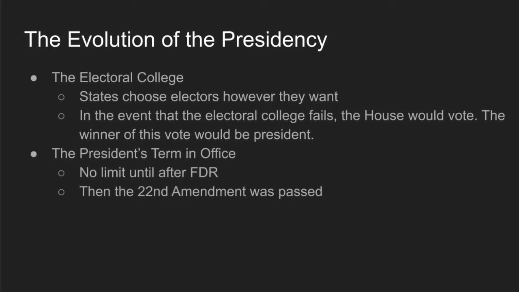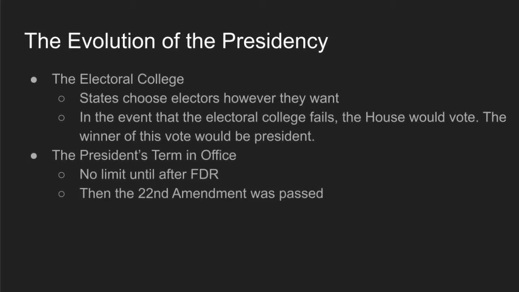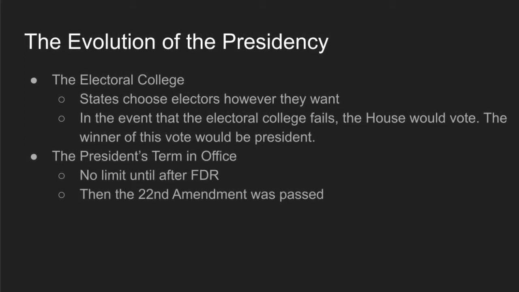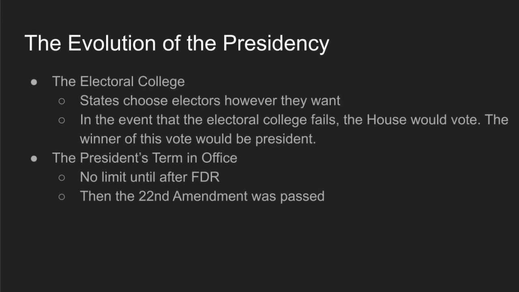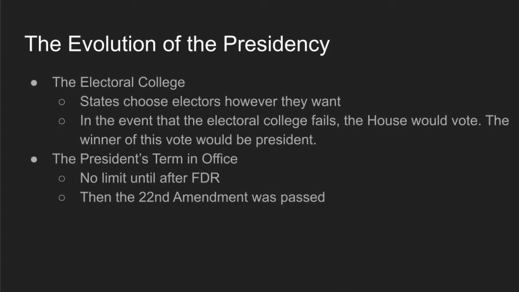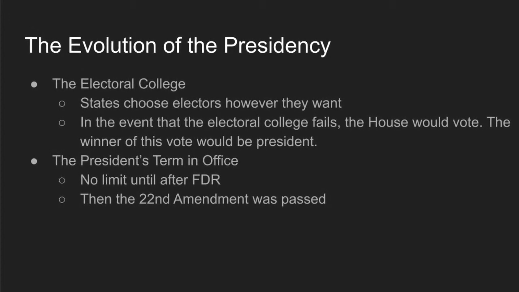Franklin Delano Roosevelt was the first and only president to serve more than 2 terms. After his 3rd term, the 22nd Amendment was passed. Now, a president can only serve 2 terms, plus 2 years of another president's term.